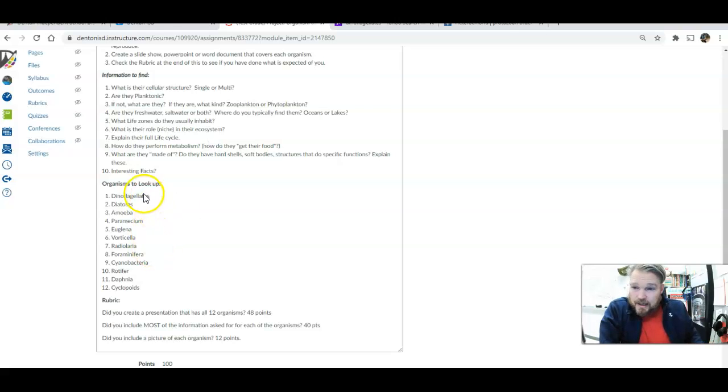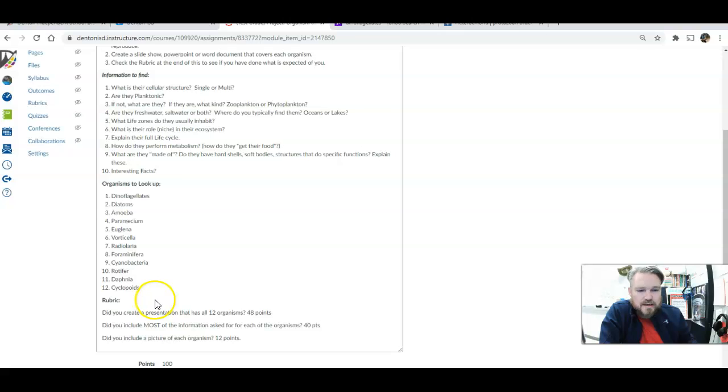So here are the organisms that you're going to find all of that information about. First, you got dinoflagellates, then diatoms, amoeba, paramecium, euglena, vorticella, radiolaria, foraminifera, cyanobacteria, rotifers, daphnia, and cyclopoids. So some of these are very similar in structure and function. Some of these are very different. So you should be able to find those things.